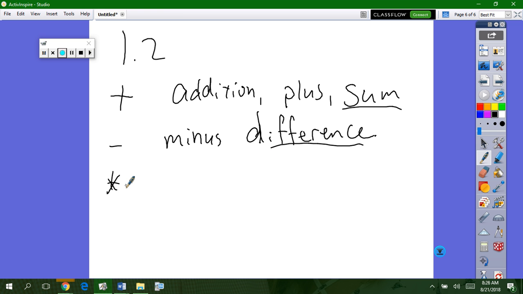Multiplication. Times, okay, that's a good one. Product is the big one. When I say a product of two numbers, that's times. Okay. How about divide? Starts with a Q. Quotient.